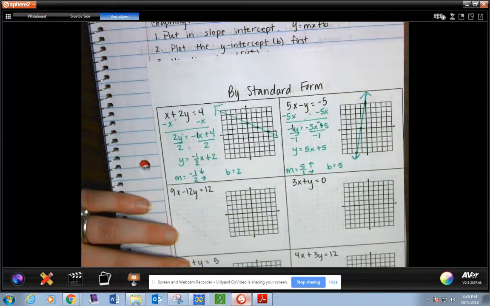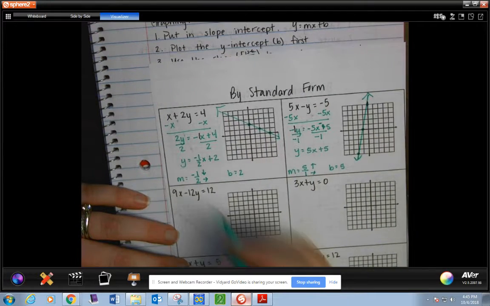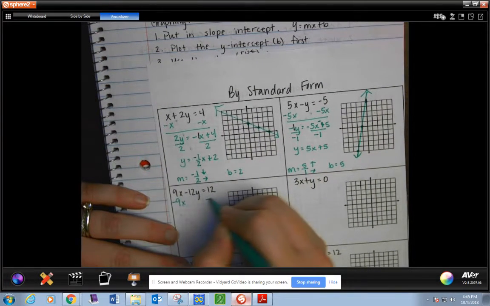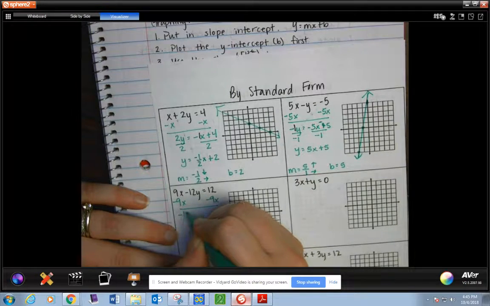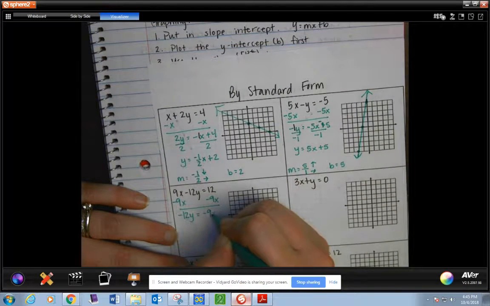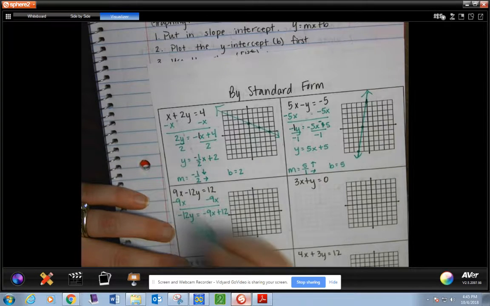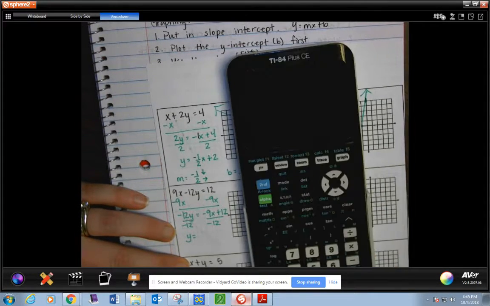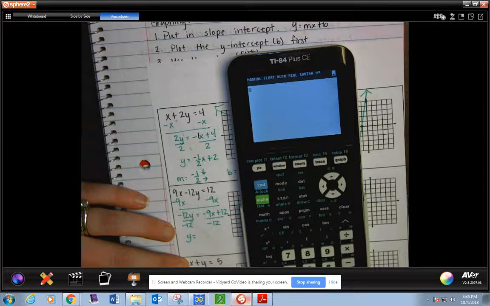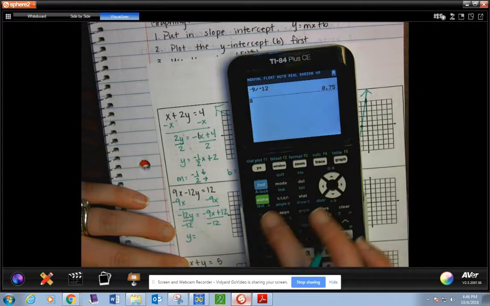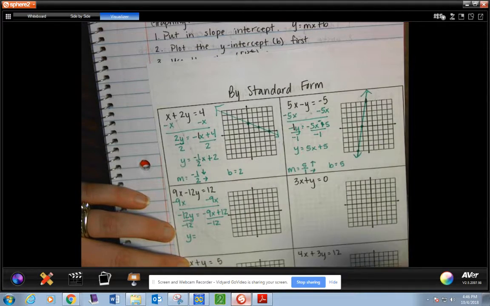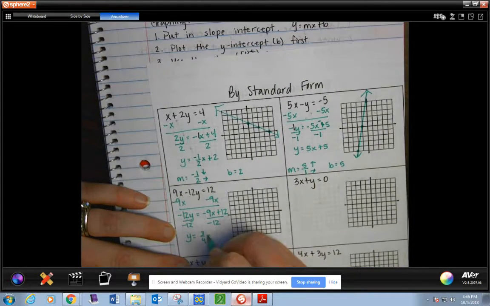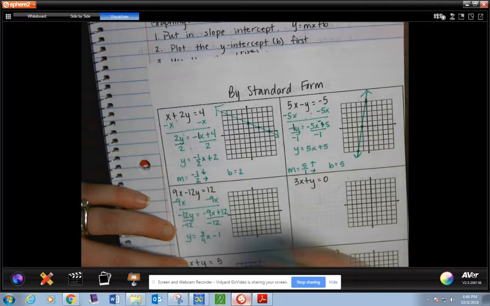Okay, for the next one, I have 9x minus 12y equals 12. Move the x by changing the sign. That gives me -12y equals -9x plus 12. Divide by the number in front of y. So now I have y equals, -9 cannot divide by -12, but it can simplify. So if you want to just put it in your calculator, you can do -9 divided by -12 and then hit math, enter, enter, which gives me 3/4 x, and 12 divided by -12 is -1.